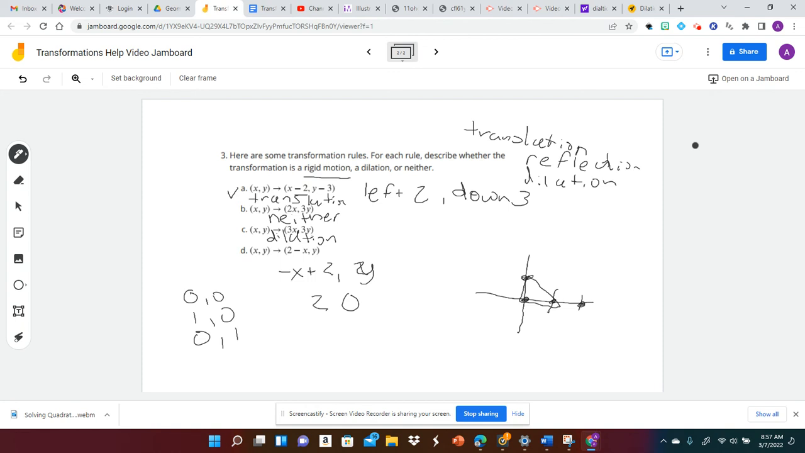Here I go negative x, so negative 1, plus 2 makes 1. We keep the y value, which is 0. So now I have 1, 0. And then here, the opposite of 0 is 0. Plus 2 becomes 2. And then I keep the y value. So this goes over to 2 and then 1.